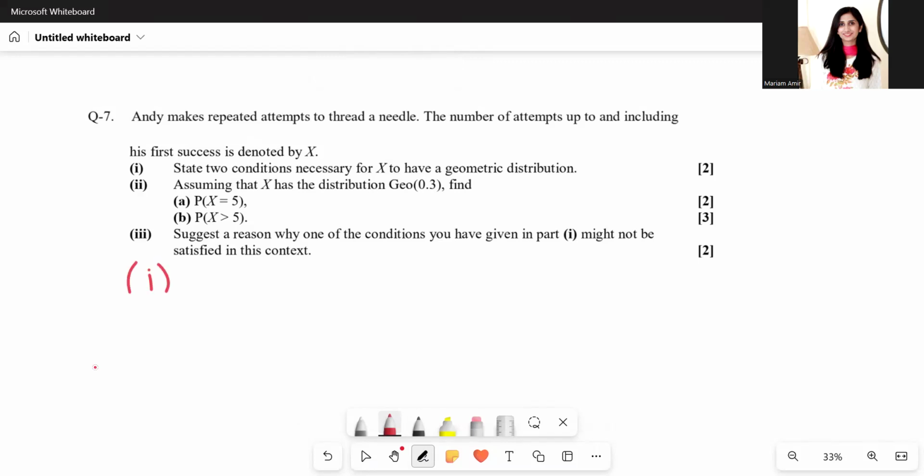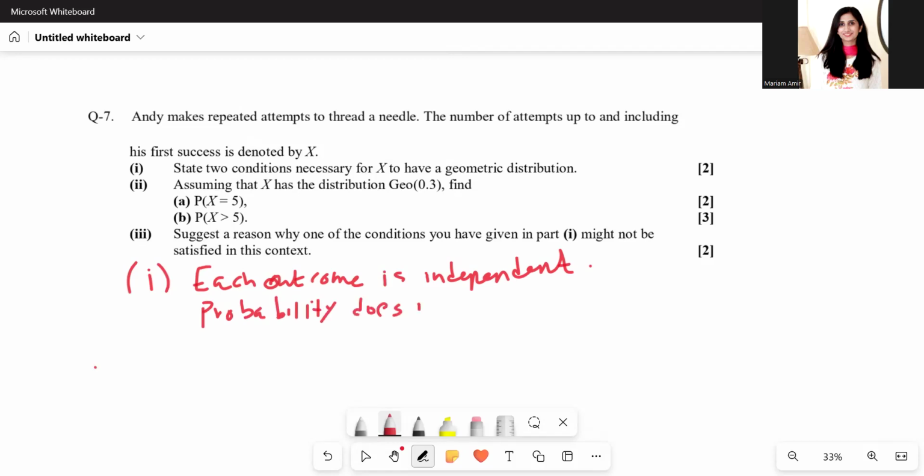Okay, so the 2 conditions would be that each outcome is independent. And the probability of success is fixed. Probability does not change. Probability of success and probability of failure will not change. P will always be 0.3. We don't know that yet. So P and Q will not change.